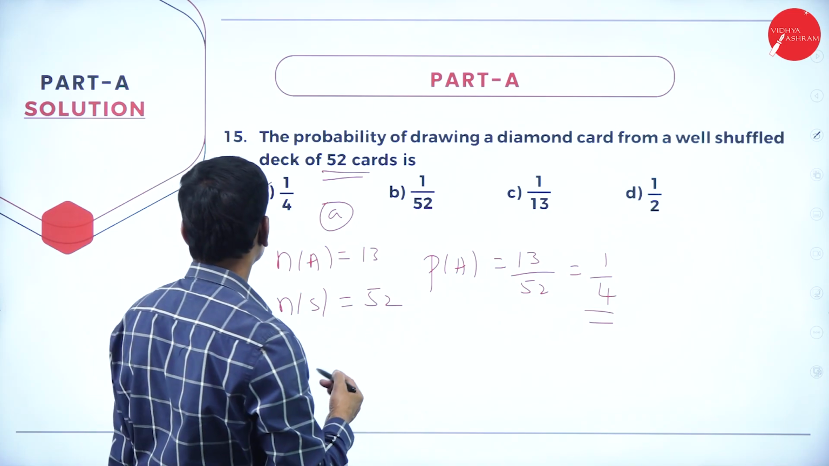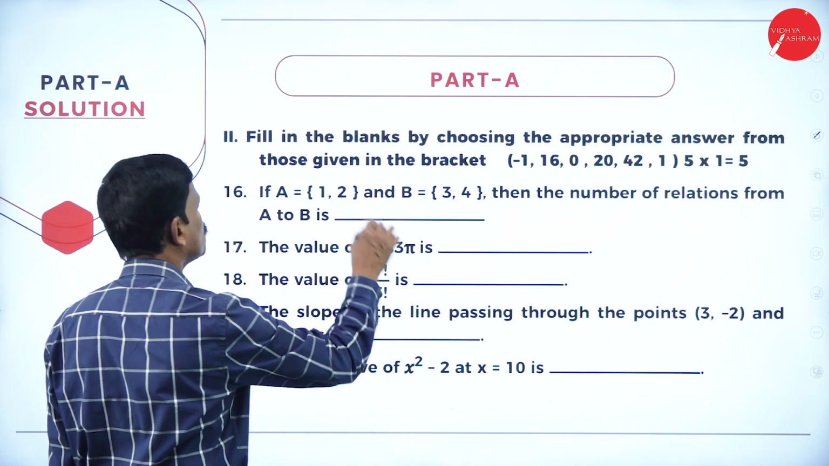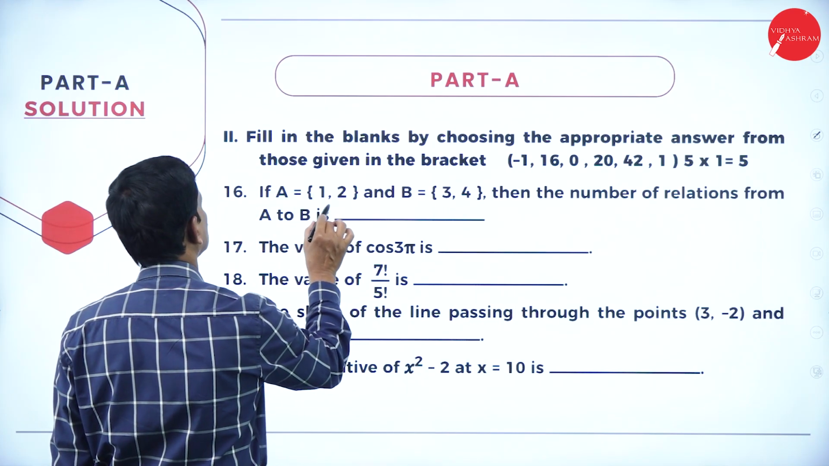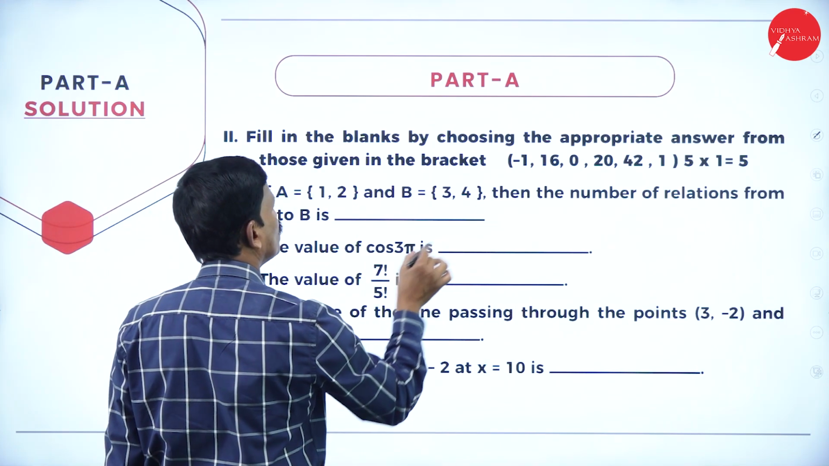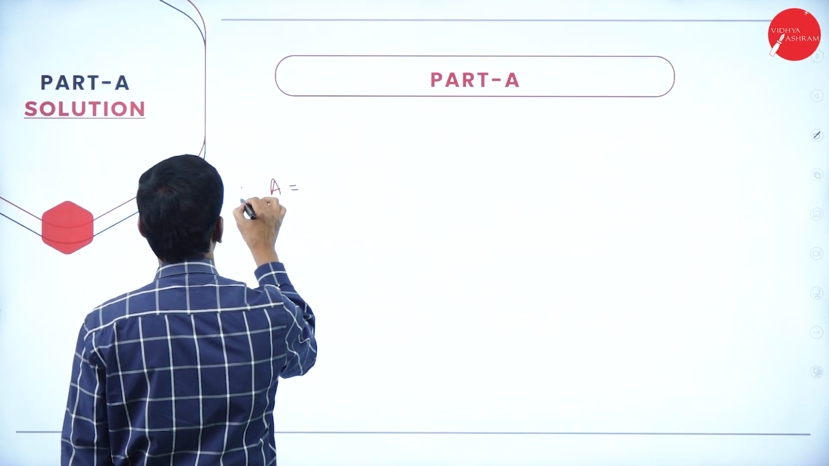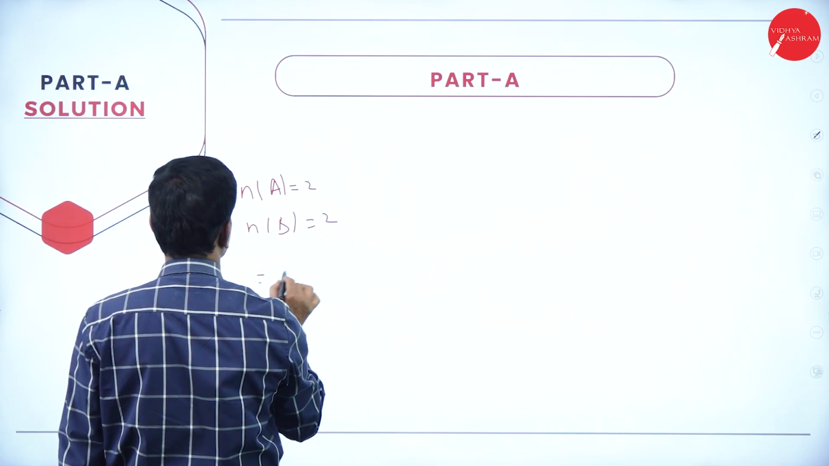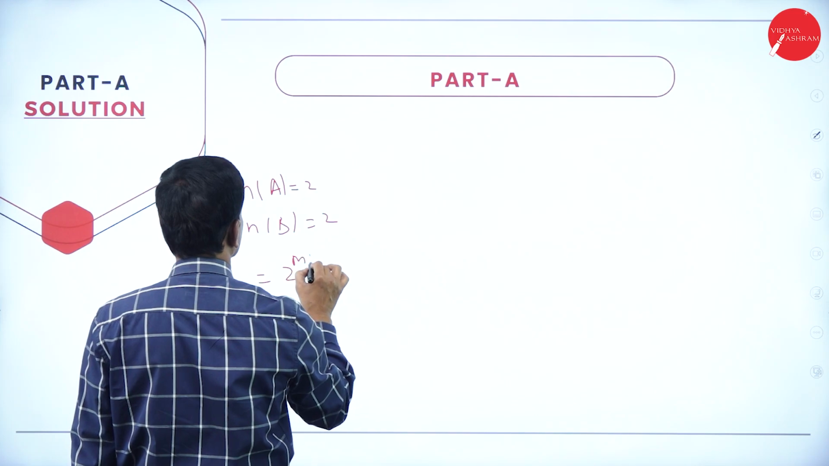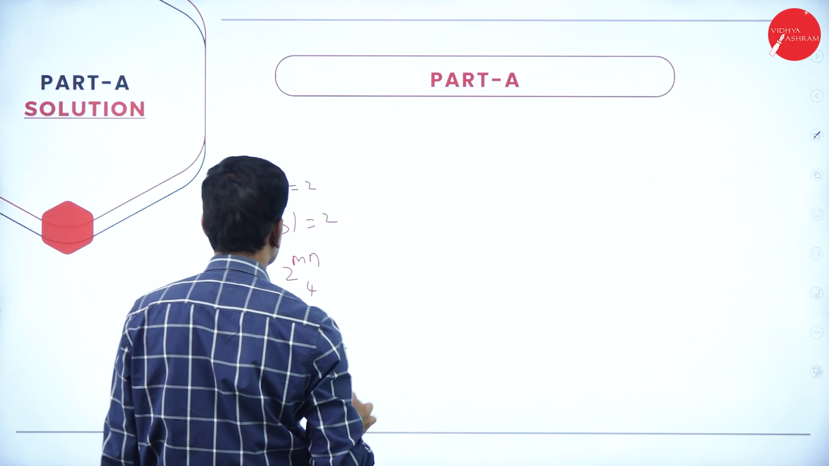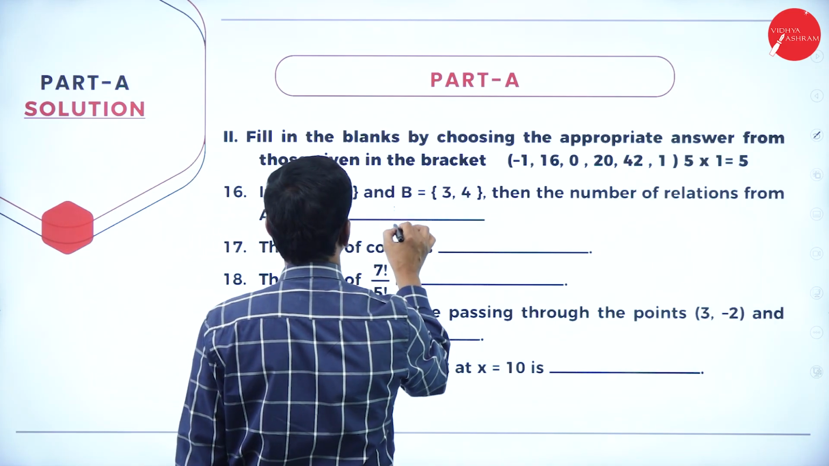Now second part of this. In part A we have 5 fill in the blanks. So we have to choose the correct answer which are given in the brackets. Now if A is equal to {1, 2}, B is equal to {3, 4}, then the number of relations from A to B. The number of elements in A is 2, number of elements in B is also 2. So number of relations is 2 to the power of mn, that is 2 to the power of 4, which is 16. First answer is 16.